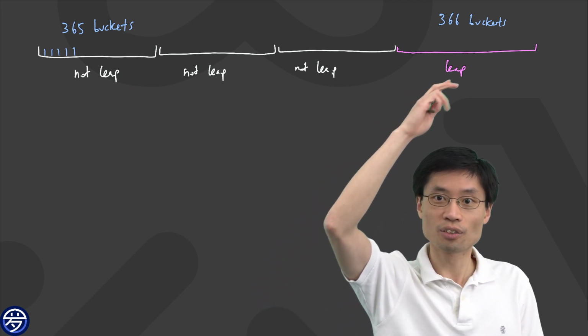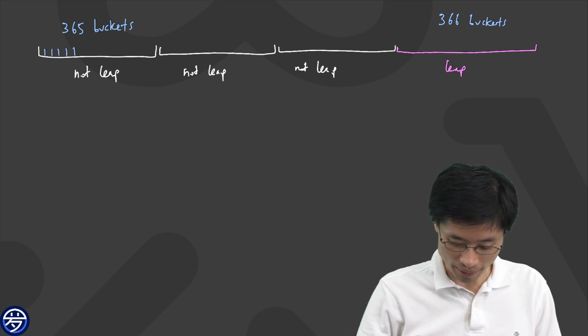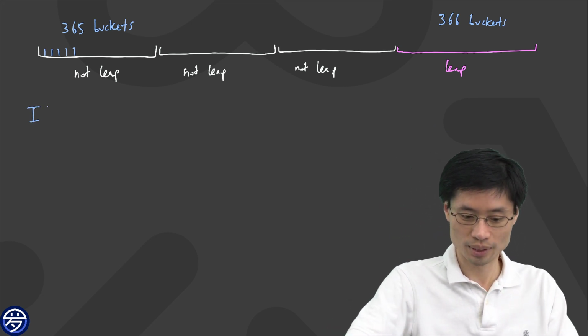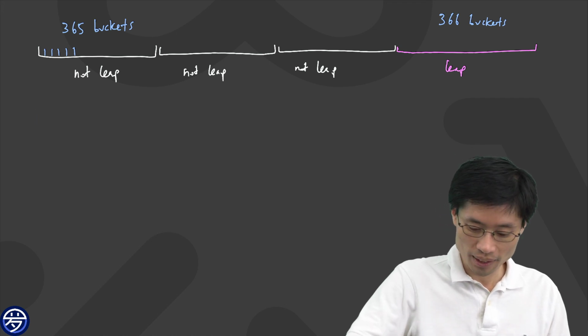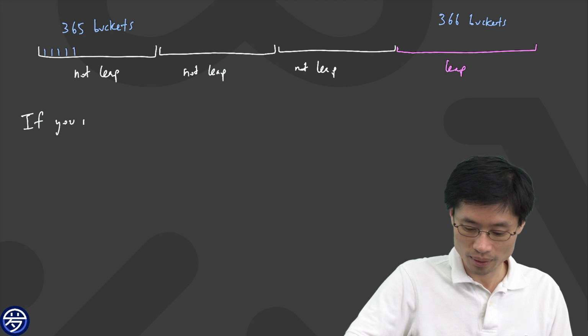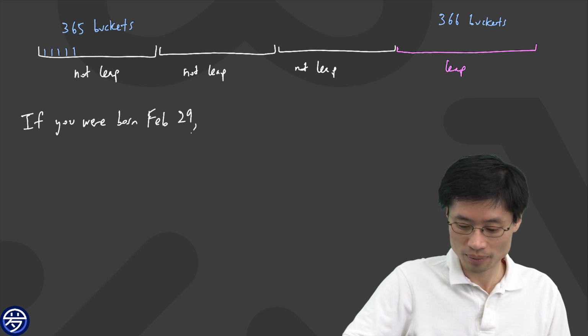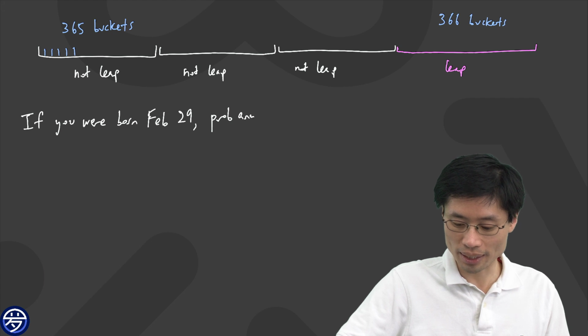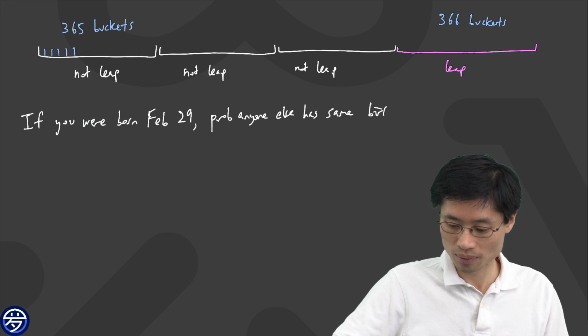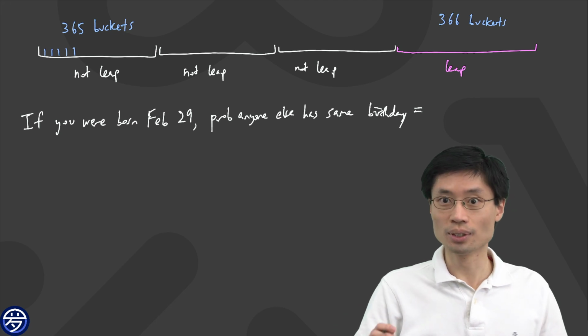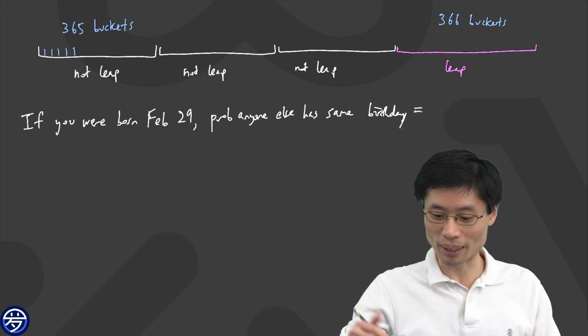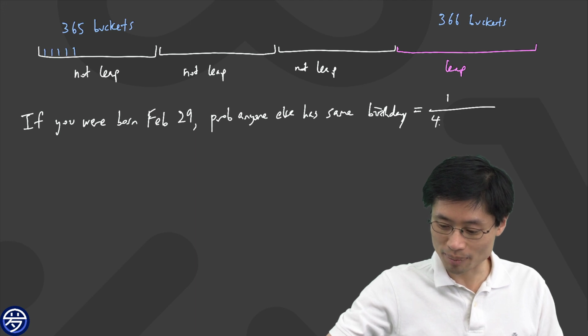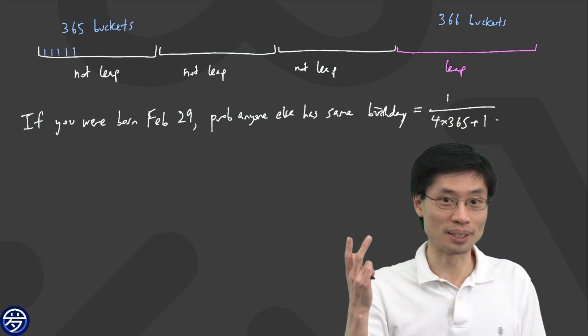Yes, that's correct. Let's answer it this way. Actually, this might help a lot. So let's use a white. If you were born February 29th, then the probability anyone else has the same birthday is equal to only one of those days working out of all of these buckets. It's 1 over 4 times 365 plus 1. And I don't actually care too much about what the number is. I just want to say that's how I do it.